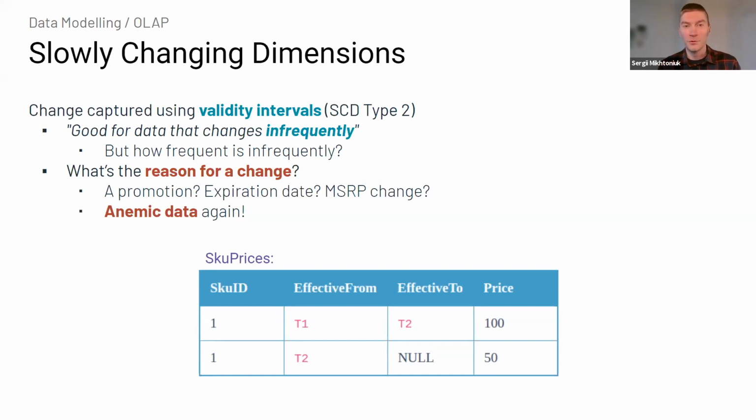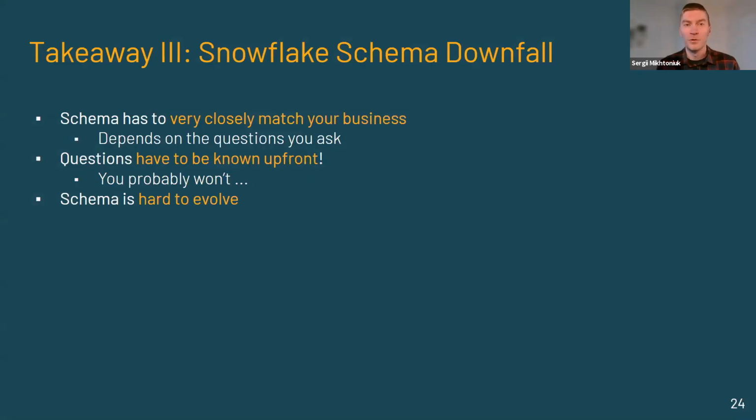Also, what's the reason for the change in the SKU price? Why did the price drop? Was it a promotion? Was the expiration date coming up or something else? So this brings us again to this problem of anemic data. Whether it's a problem for you really depends on your use case and on your business.